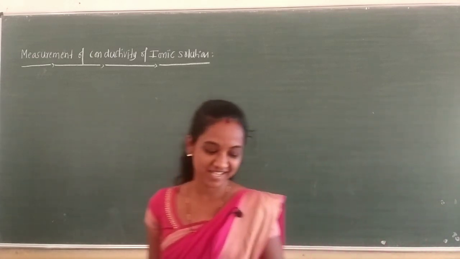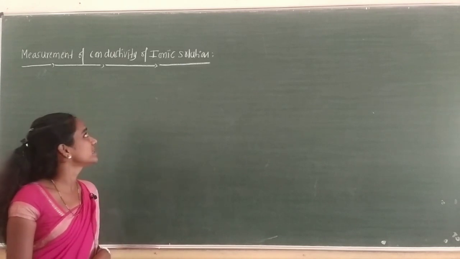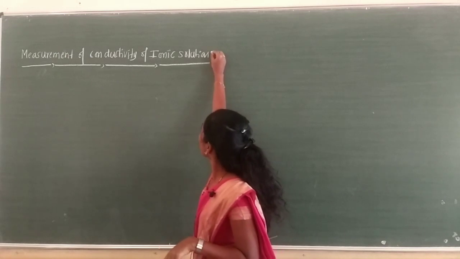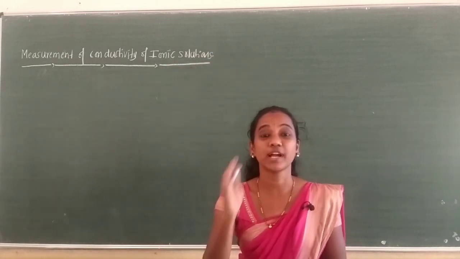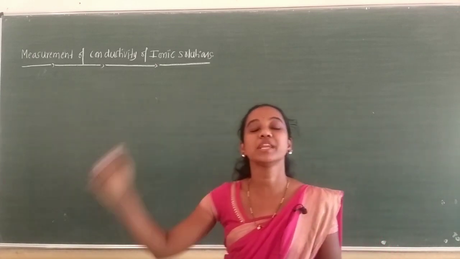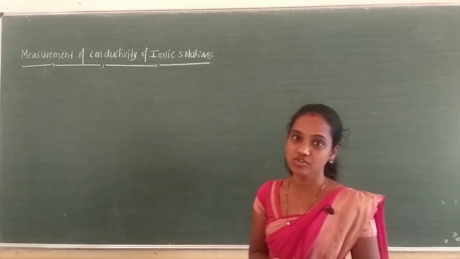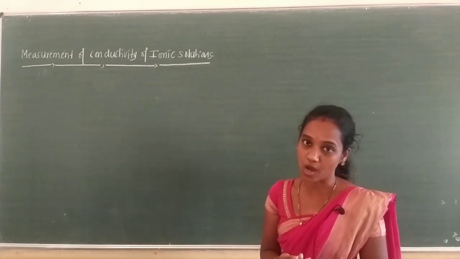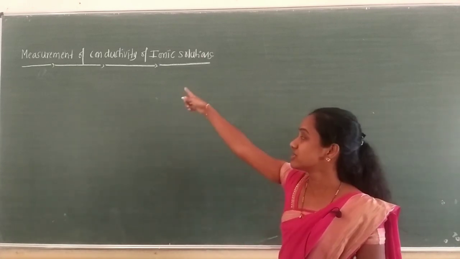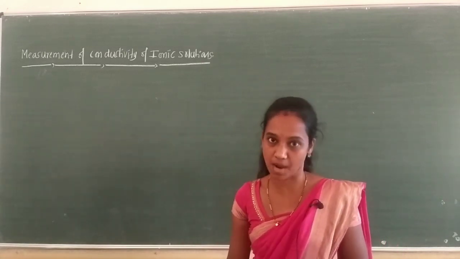Hello students, in today's class we shall discuss measurement of conductivity of ionic solutions. So, what is the meaning of conductivity? Conductivity is the conductance of a solution when it is 1 meter long and the area of cross section is 1 meter square. It is denoted by the symbol small k, or we can call it kappa.